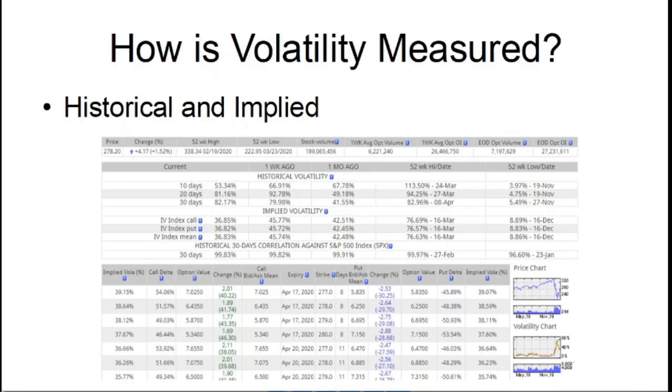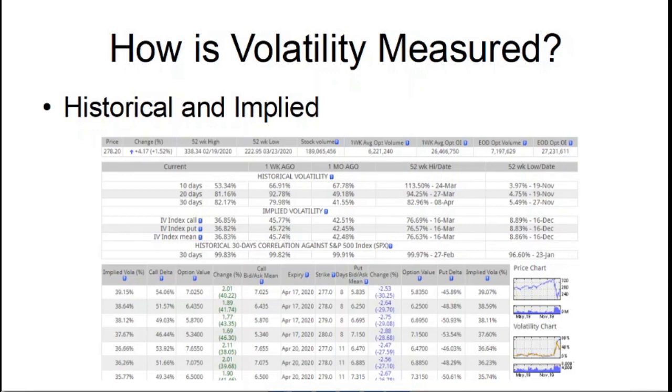So the two big things when you look at volatility are implied and historical volatility. Implied volatility is what every broker has on their options. You'll probably see this number quite a bit. It's a percentage, and that percentage is what the stock price is expected to change by within a year.